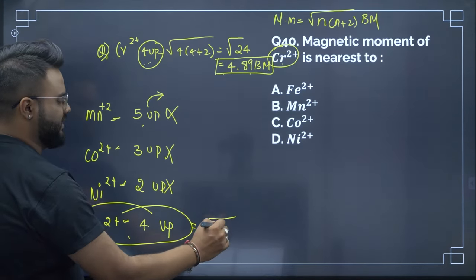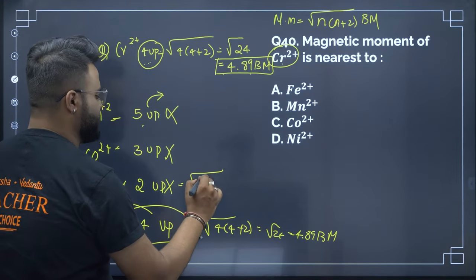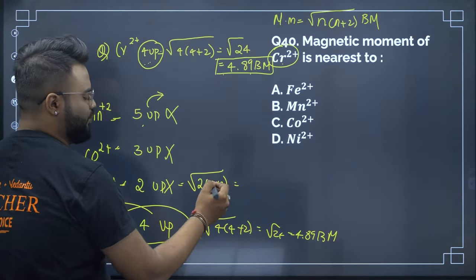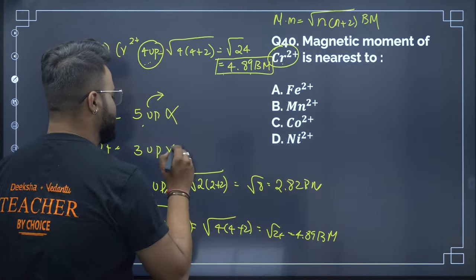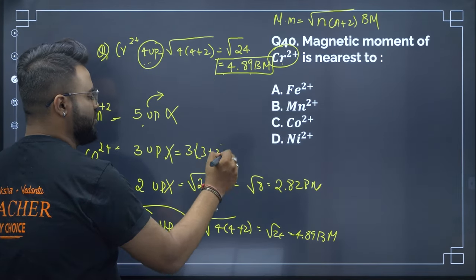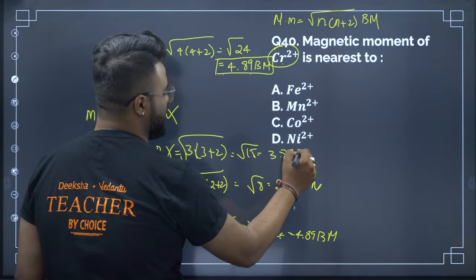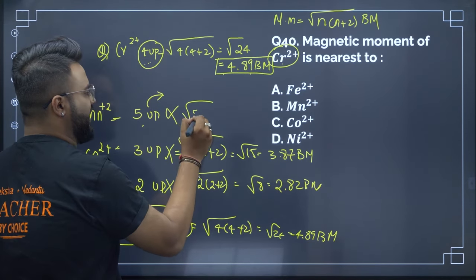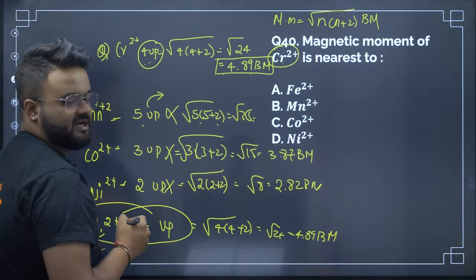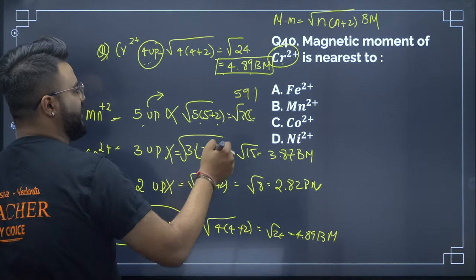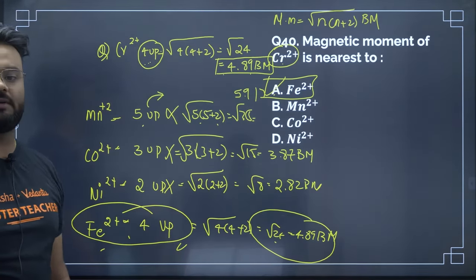So when you solve this, that is the same. That is 4 into 4+2, that is square root of 24, that is 4.89 Bohr's magneton. When you do 2 into 2+2, that is 2+2 is 4, 4 twos are 8, square root of 8. What is the square root of 8, guys? That is 2.82 Bohr's magneton. Similarly, 3 into 3+2, that is 5, 5 threes are 15. So, square root of 15 is 3.87 Bohr's magneton. When I do square root of 5 into 5+2, that is 7, 7 fives are 35. Square root of 35 will be 5.91. So our nearest will be Fe2+. Therefore, option A will be your correct answer.